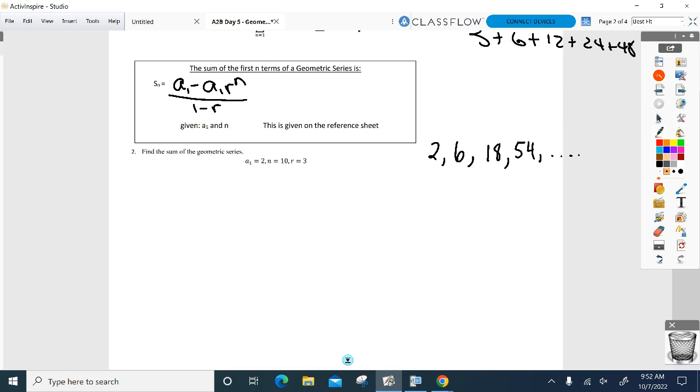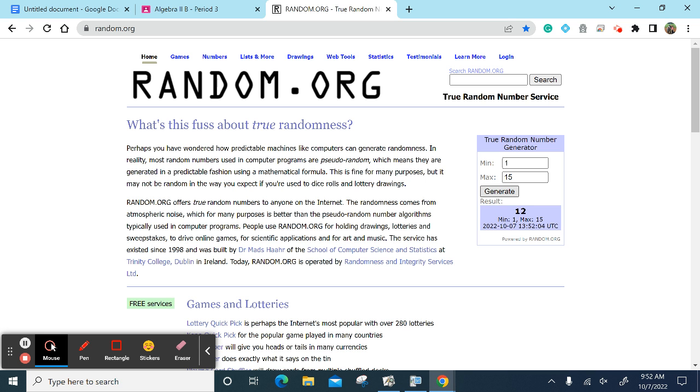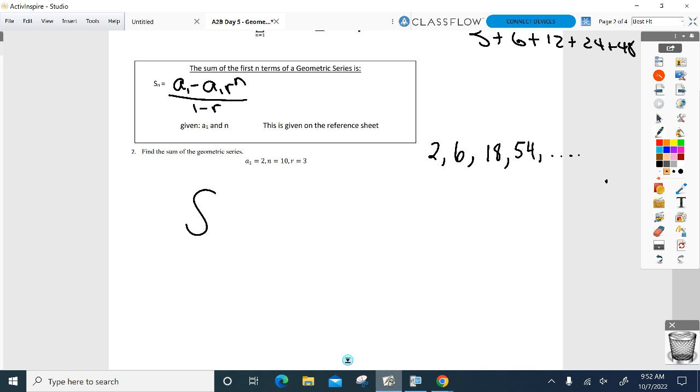Okay, so let's use our formula now. We see the sequence right in front of our face that we're going to add together. S for sum. How many terms am I going to add up here? I got 4 listed, but the problem tells me how many terms I'm going to add up. 10 of them. That's what that n value means. Find the sum of the first 10. Now we're rocking and rolling.